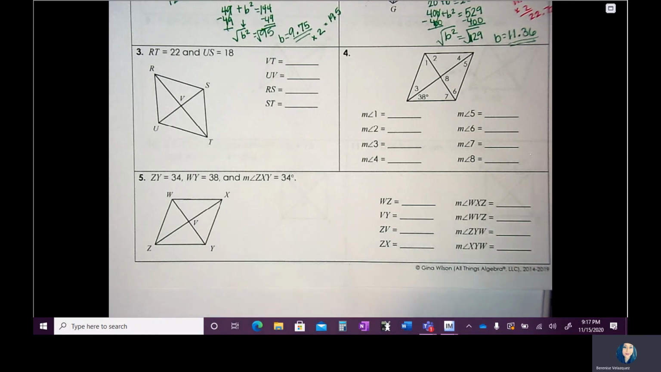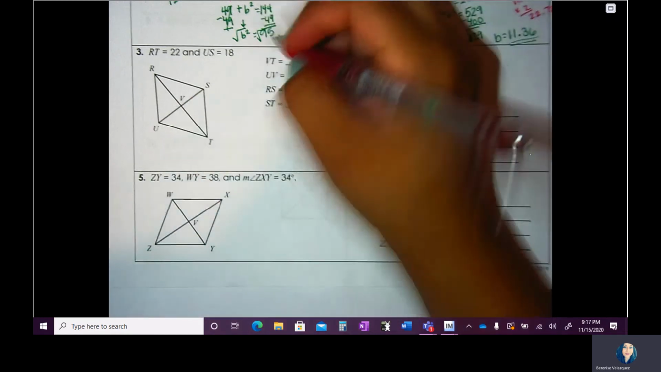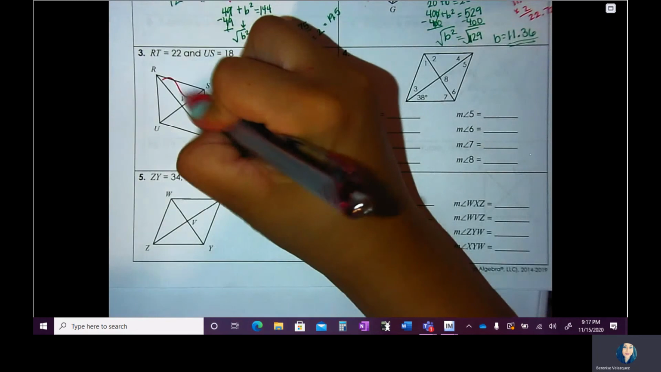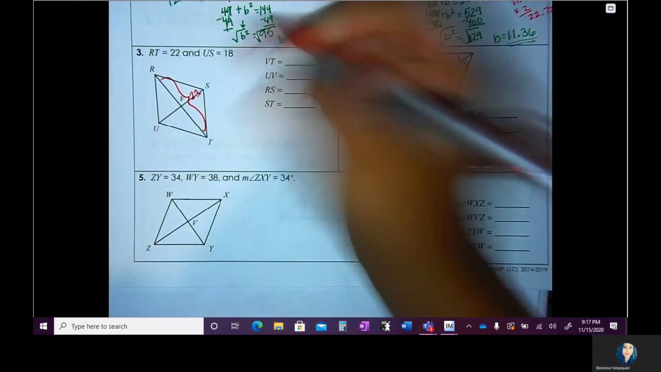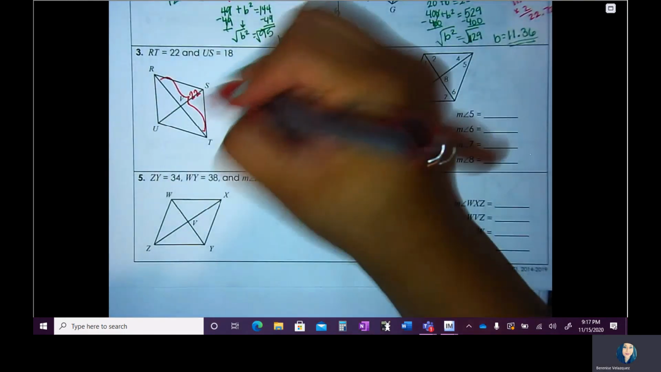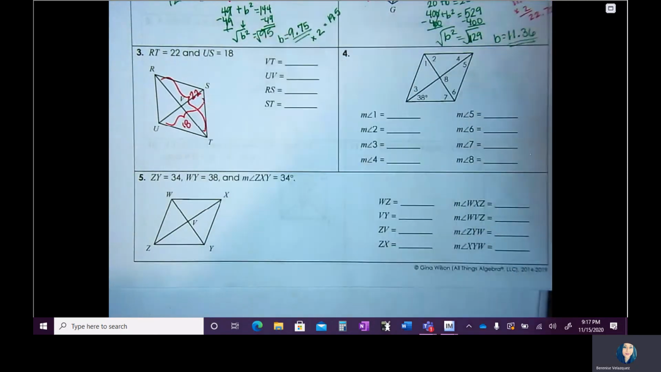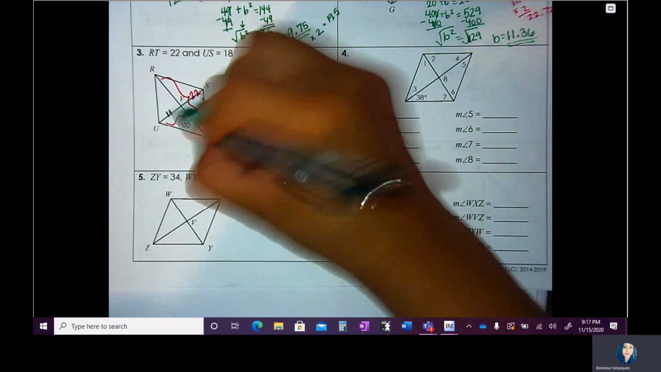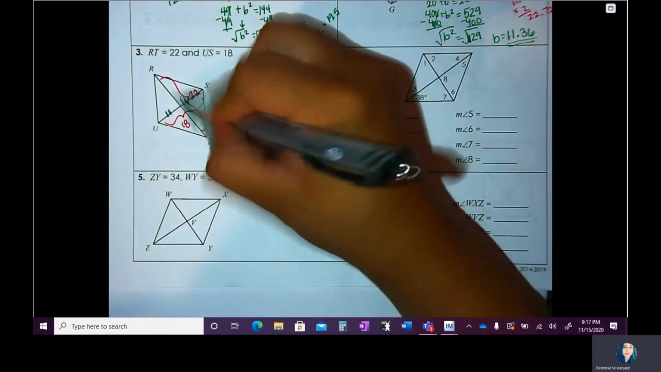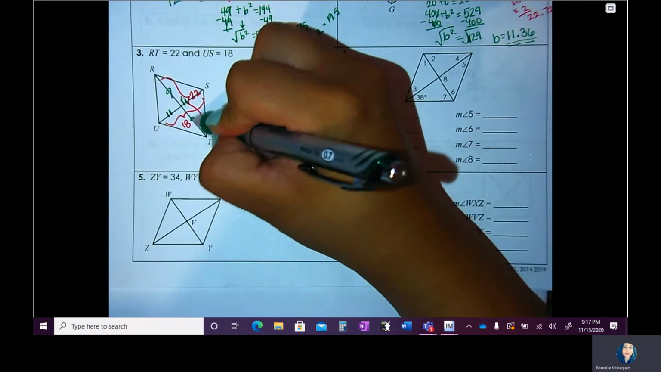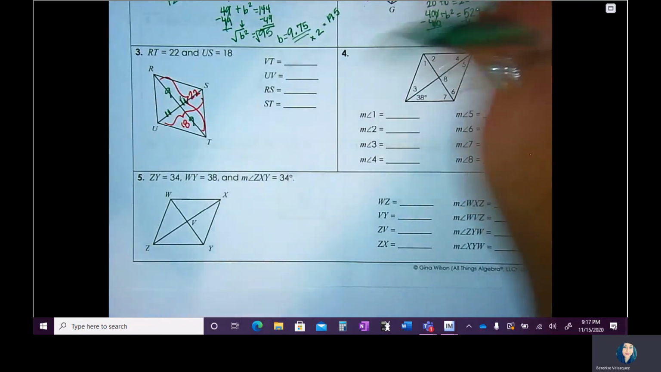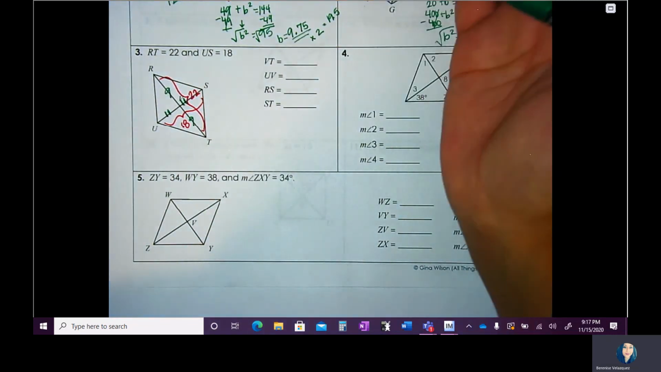Okay, so we're now going to write in what they gave us. RT, the whole thing, is 22. US, the whole thing, is 18. Okay, so they gave us both diagonals. 22 means that each of these is 11. 18 means that each of these is 9. Okay, let's write in what we have and see if we can do anything else.